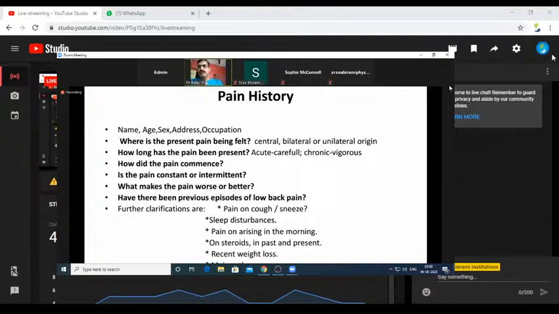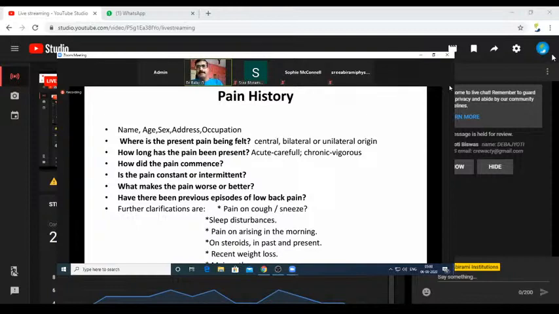How long has the pain been present? Whether it's acute pain or chronic pain, the time period of the pain. And how did the pain commence? The patient will explain that. Is the pain constant or intermittent? Based on that, we can detect whether the pain is mechanical or chemical. And what makes the pain worse or better? Shortly called the aggravating factor and relieving factor.